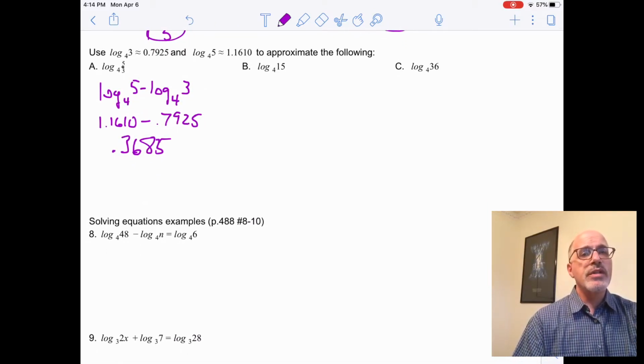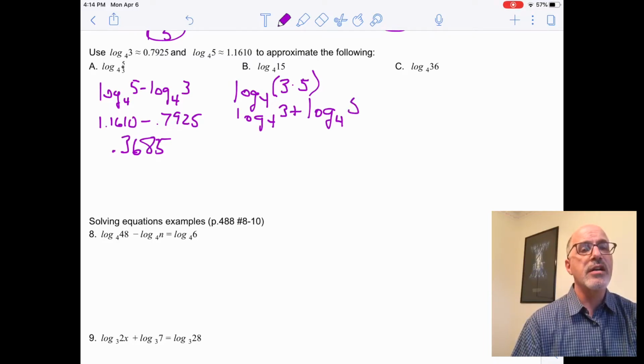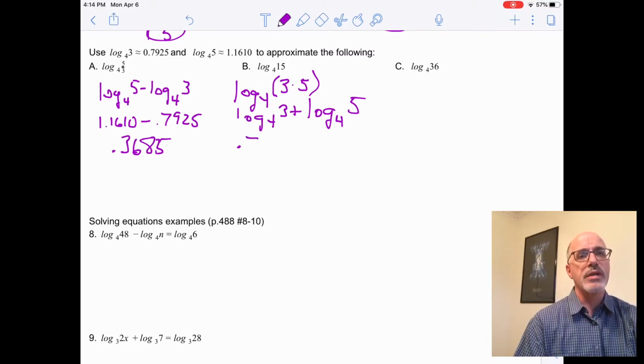Now let's go ahead and do the next one. We want to know 4 to what power is 15? Well, let's use our approximations to get this, and 15 we can use as 3 times 5. Use the numbers we're given, so 3 times 5. Now we can separate, since it's multiplication inside the log, and it becomes addition of the two logarithms, so log base 4 of 3 plus log base 4 of 5.